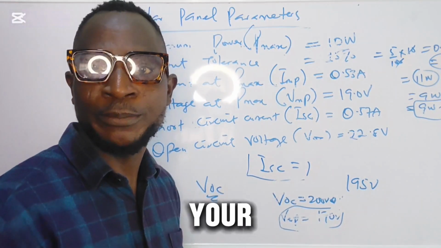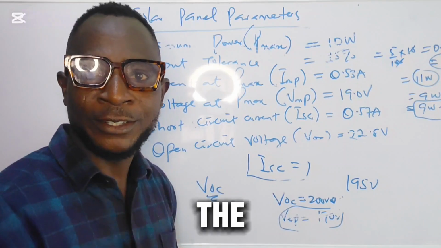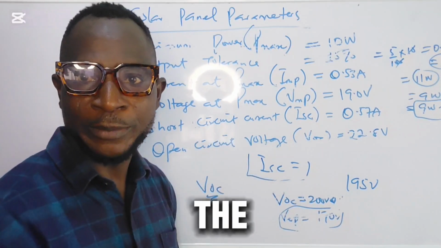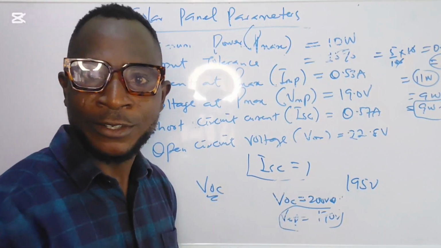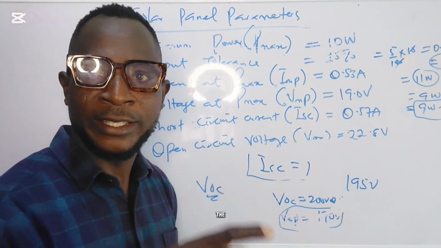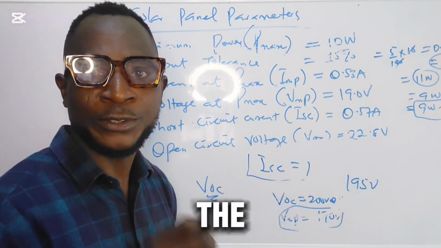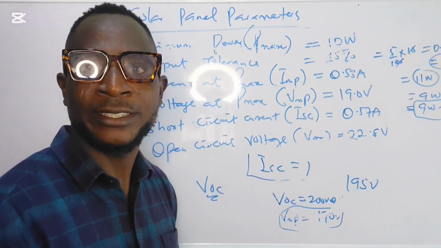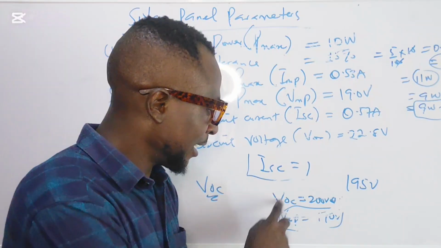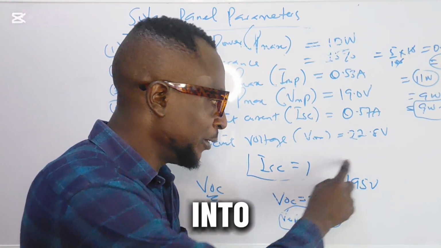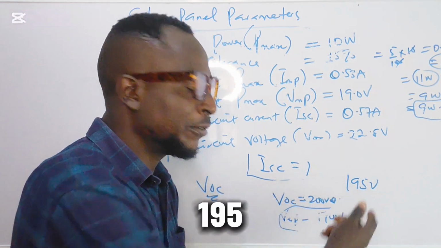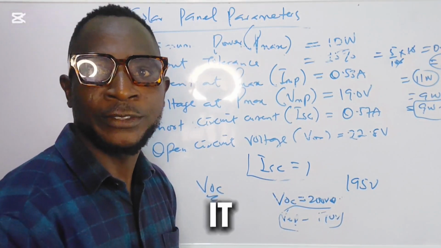Because once your battery gets fully charged, the current becomes zero. I mean the current coming from the panel, because once the battery is fully charged, current does not flow. So if you measure the voltage at the input terminal of your solar charge controller at that moment, when your battery is fully charged, what you'll be getting is your VOC. And if 200 volts is coming into a charge controller with a maximum solar voltage of 195 volts, it will destroy it.